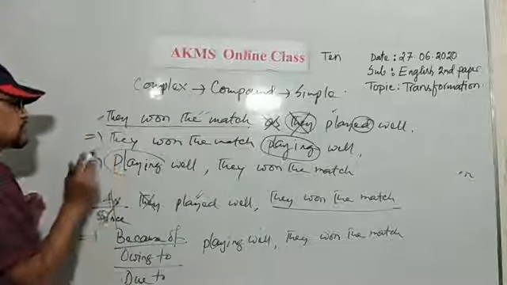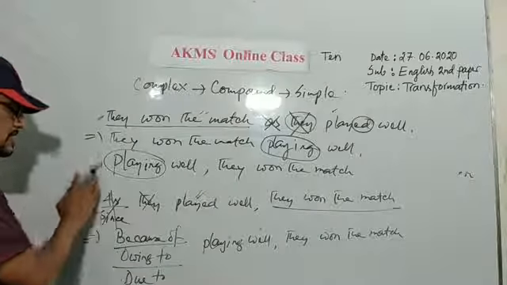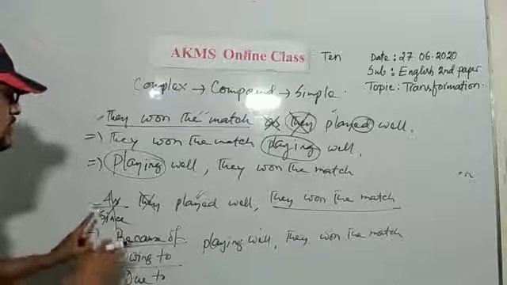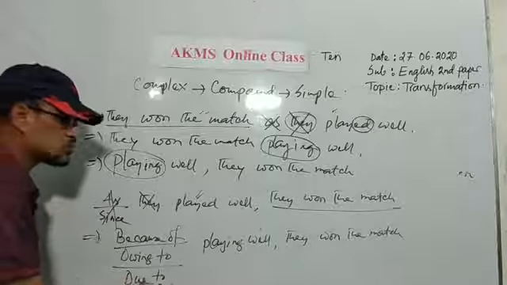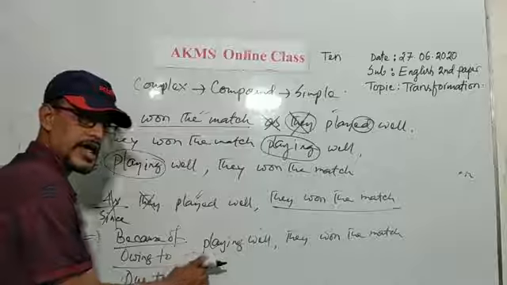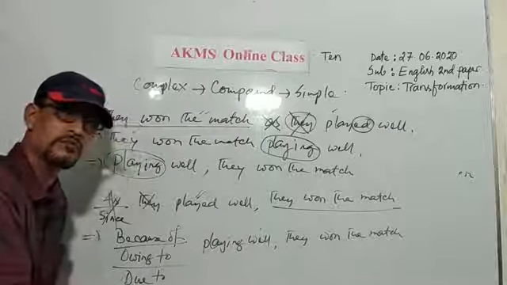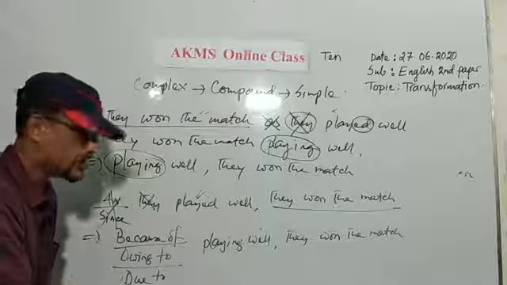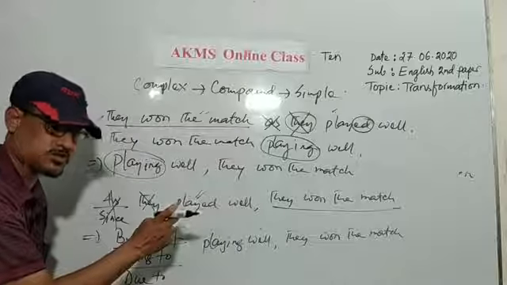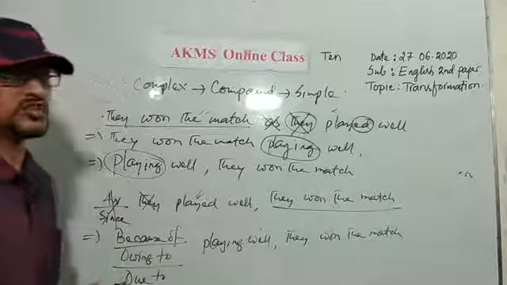I have not used any kind of linker here. In the second sentence, I have used because of, owing to, or due to as linker, and after that I have used the ing form of the verb. That was in the subordinate clause. You can also change it.